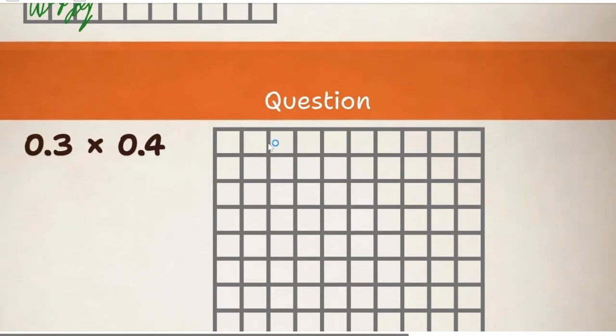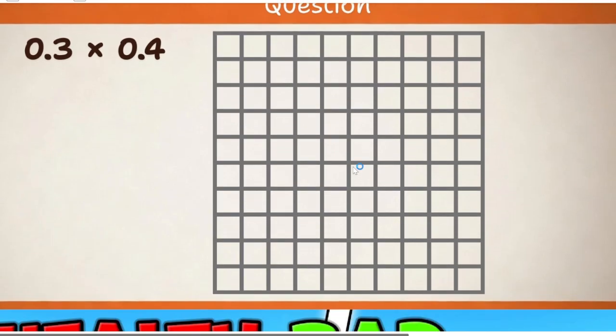Now, let's answer this question together. This question says 0.3 times 0.4, that is 3/10 times 4/10. So how do we multiply this? To answer this type of question, all you have to do is to shade one vertically and then shade the other one horizontally. That is, shade one like this and then shade the other one like this. Then we count the points where they meet.